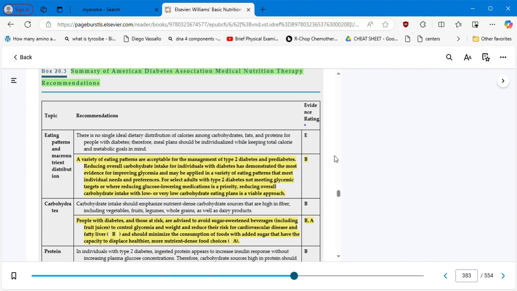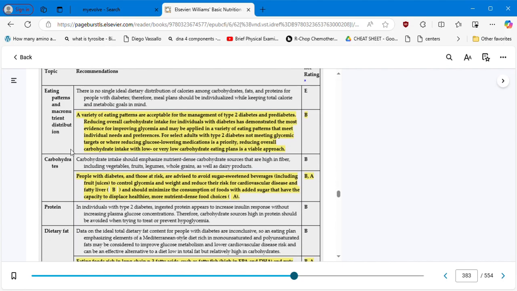So let's move to, for example, the category eating patterns and macronutrient distribution. So you have level B: a variety of eating patterns are acceptable for management of diabetes type 2 and prediabetes, with reducing overall carbohydrate intake for individuals with diabetes demonstrating the most evidence of improving glycemia. So less carbs, better glycemic levels, right? And it may be applied in a variety of eating patterns that meet individuals' needs and preferences, right? So for type 2 diabetic patients not meeting glycemic targets, or where reducing glucose-lowering medication is a priority, reducing overall carbohydrate intake with a low or very low carb eating plan is a viable approach. So the quantity of carbs is going to allow the patient to reduce the medication.